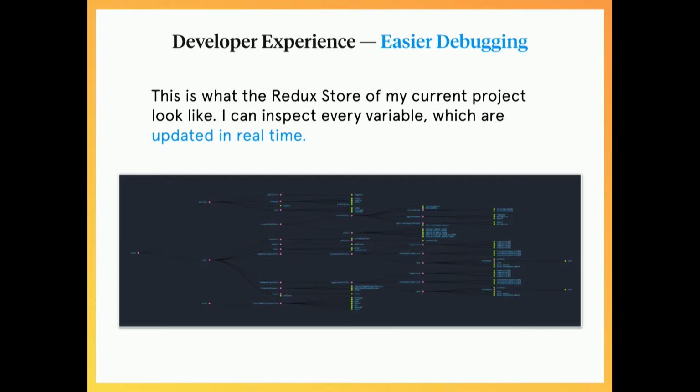This is actually a real-life example of what the eagle-eye view of my Redux store looks like on my actual project. So it's a little bit messier than the really easy to-do app, but I still have the same capabilities. I can zoom and pan and do everything and inspect all my variables, and I can really say that it helps me solve bugs faster when I encounter them.